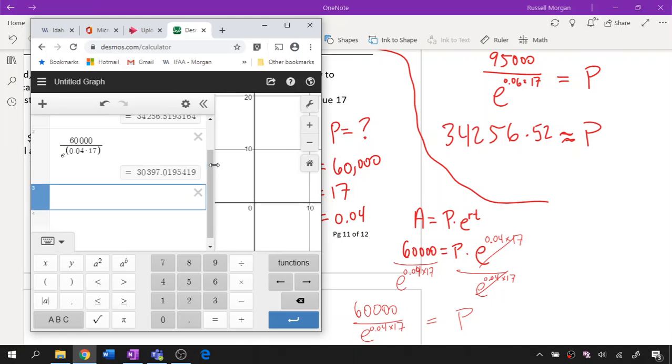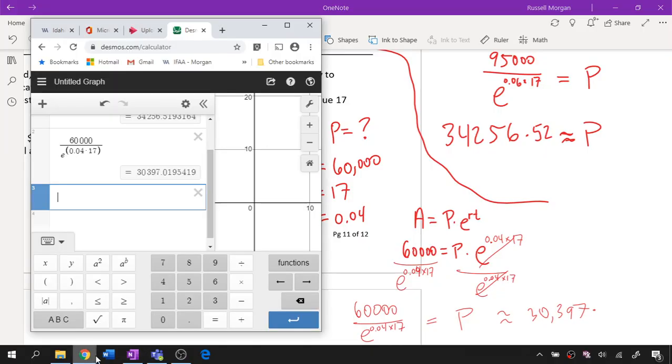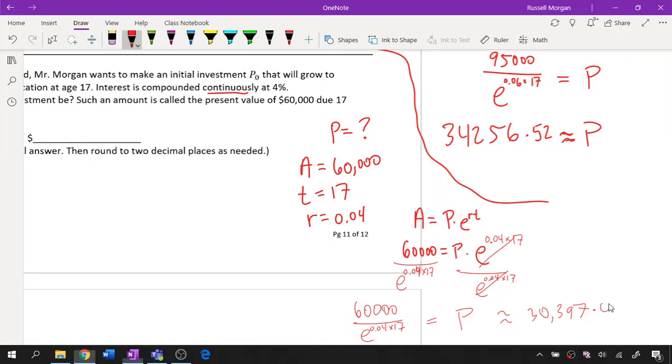And so it looks like it's 30,000, 3,397. So this is approximately 3,397, but I need those decimal places, so let me go back to that. 0.019, so it's going to be 0.02. It was pretty much 2 cents on the end there. And so that looks like my answer. 30,397.02. And there we go for that.